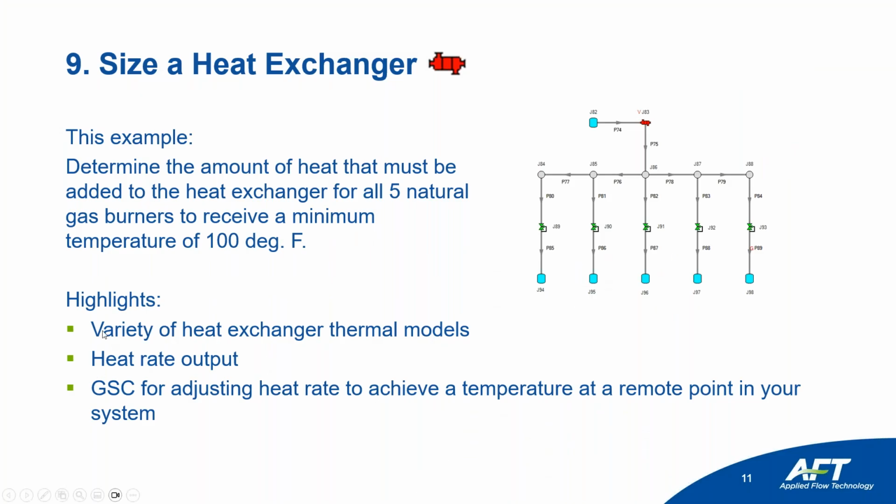Some of those highlights that we touched on are the variety of heat exchanger thermal models. We used constant downstream or outlet temperature and constant heat rate into the heat exchanger. We showcased the heat rate outputs, showing how you're actually figuring out what size heat exchanger you want. This was that 1,052 BTUs per second. And then also using the GSC module, which can be really helpful when sizing a system like this for a remote point temperature that you're trying to achieve.